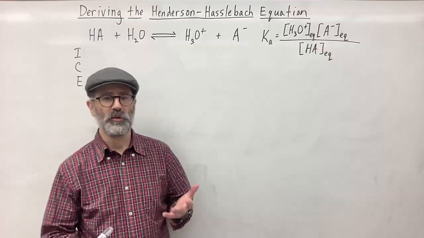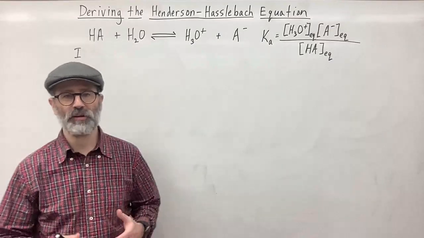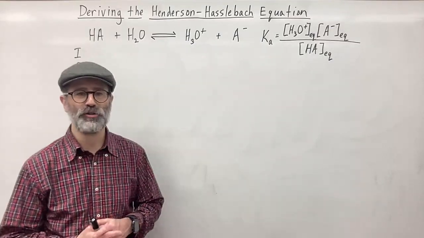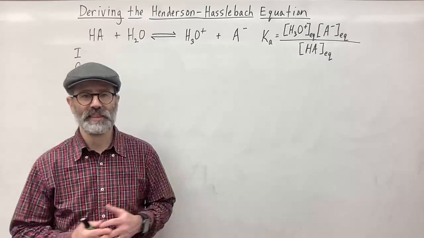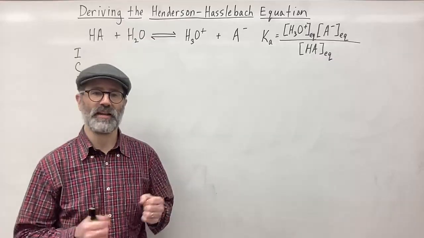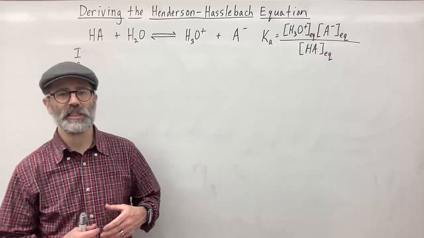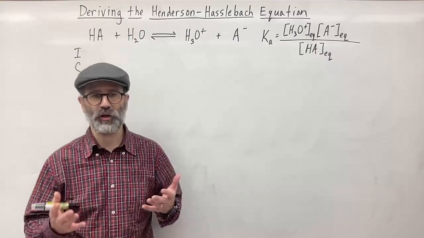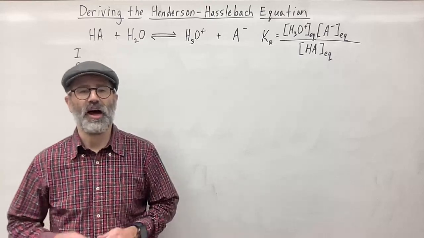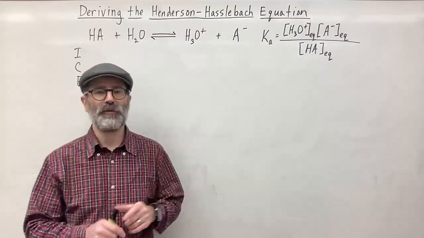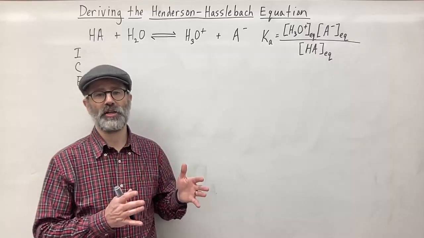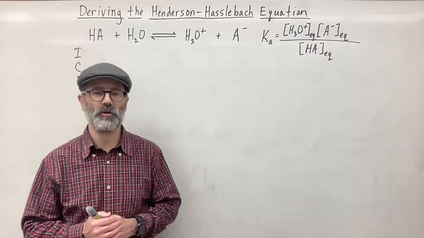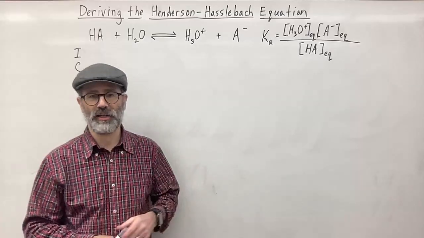Okay, so you all know hopefully by now about ice tables and how to use your ice table to figure out what the pH of a system is by plugging that into your expression for K and solving for X and all of that. So in this video, I'm going to show you how you can derive the equation called the Henderson-Hasselbalch equation, which makes your calculation simple.